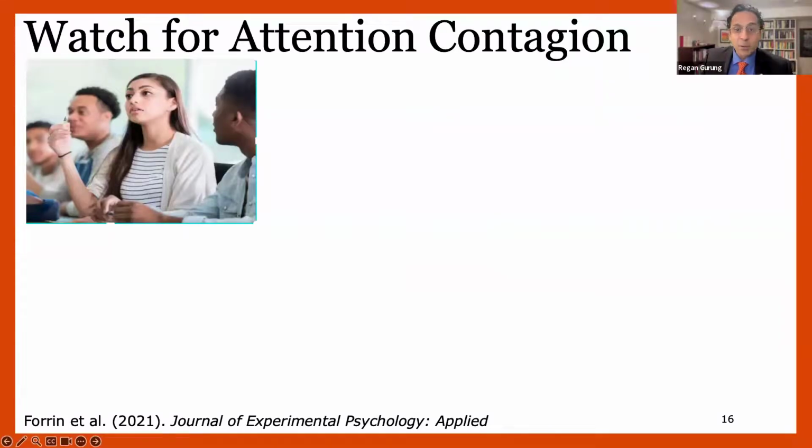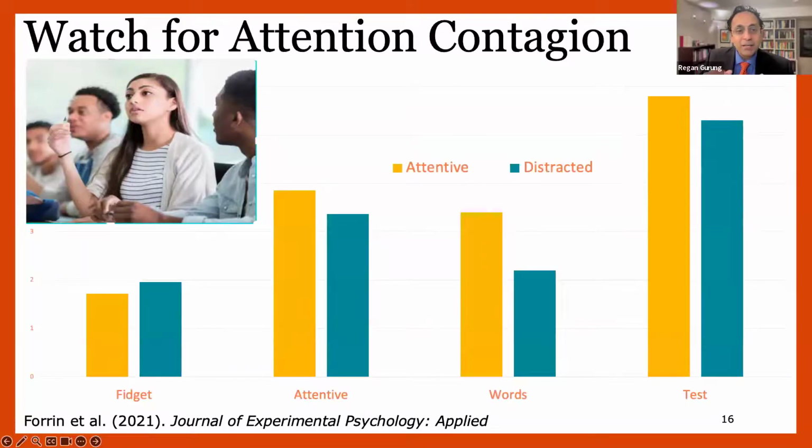Let's take that up another whole notch. I love this study, attention contagion, right? A student's distraction is contagious. All right. Love this study. Had a Confederate either be distracted or had a Confederate who was attentive. And then they measured their outcomes: how much does the participant in the study fidget? How attentive are they? How many words do they write down from the lecture? And what's their quiz score?